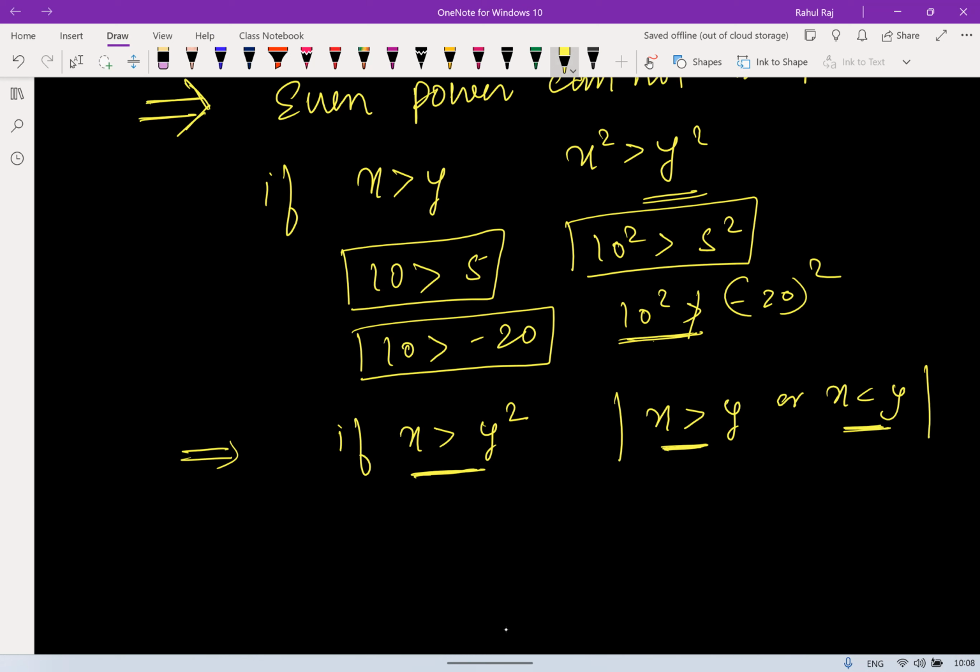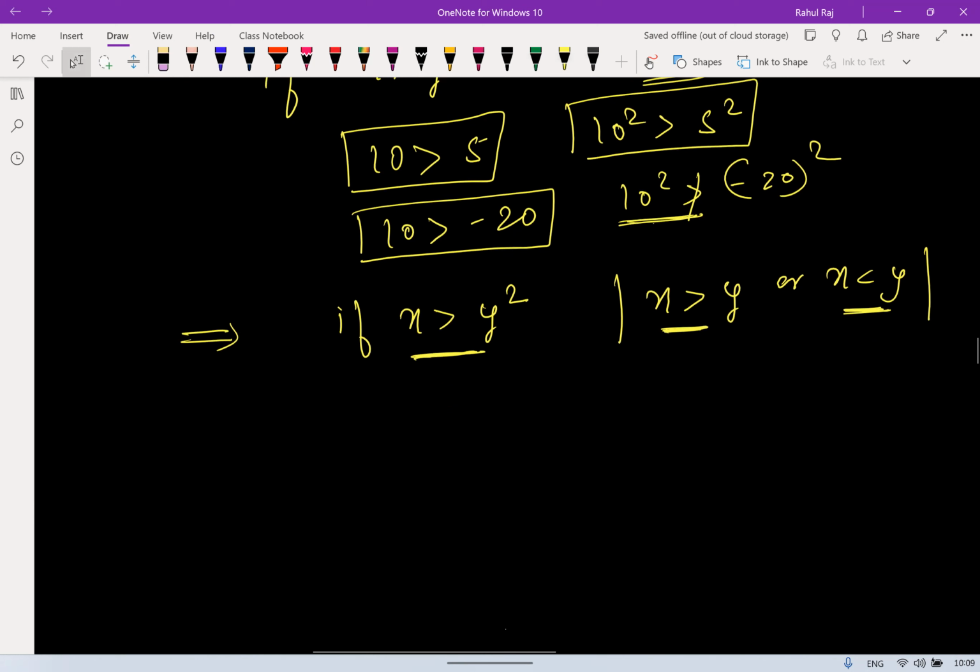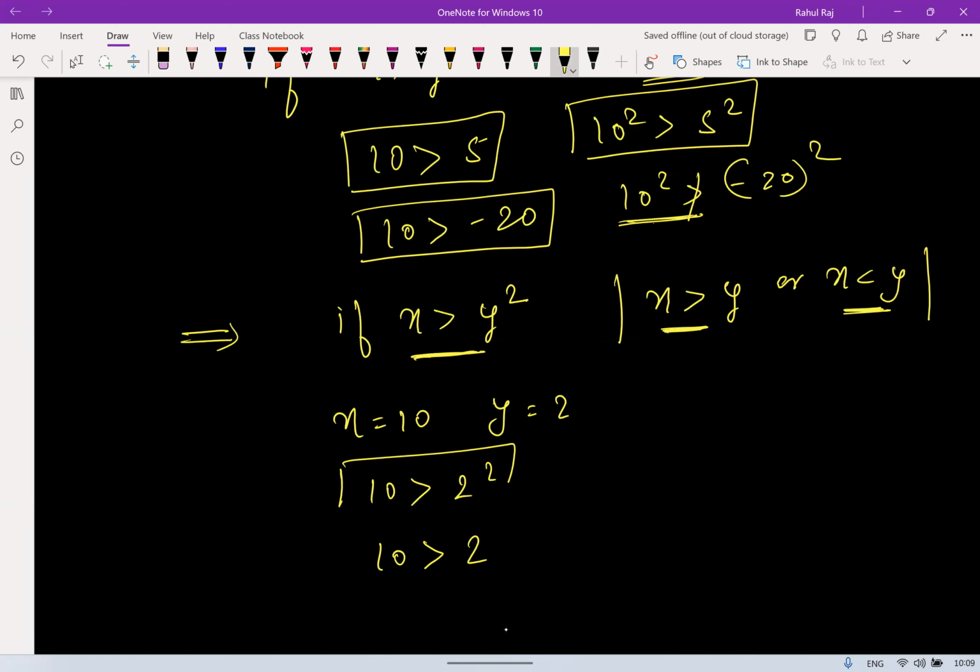I'll tell you for sure. I'll make you understand. I knew that, that's the reason I asked you. You're fresh, then we'll do this. So you can take x as 10 and y as 2 for now. Absolutely. 10 is greater than 2 square. X is 10, y is 2, 10 is greater than 2 square, and 10 is also greater than 2. So you have proved that x is greater than y square and x is also greater than y.